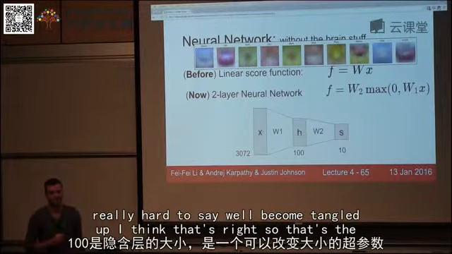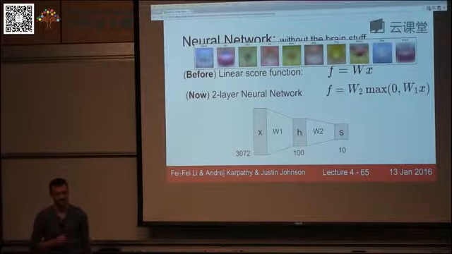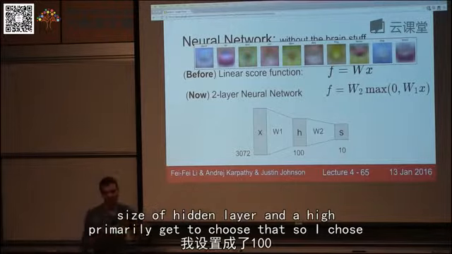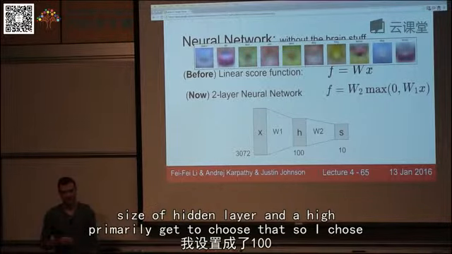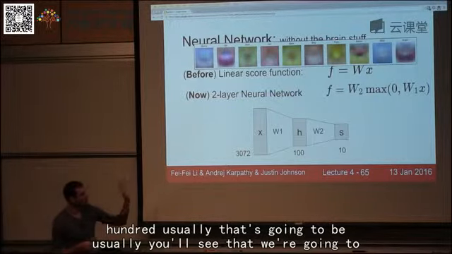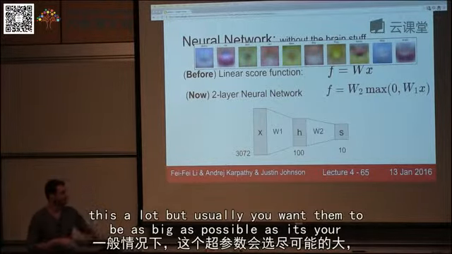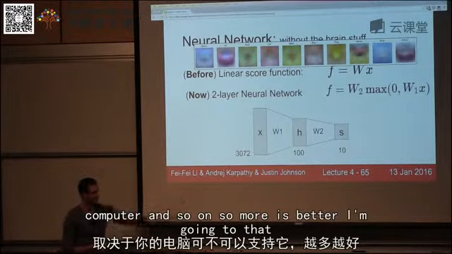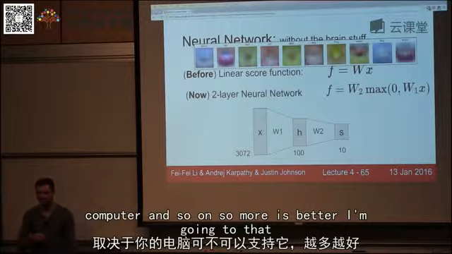Go ahead. So the number 100 for H was chosen arbitrarily? That's right. So that's the size of a hidden layer, and that's a hyperparameter. We get to choose that. So I chose 100. Usually, you'll see that with neural networks, we'll go into this a lot, but usually you want them to be as big as possible as fits in your computer and so on. So more is better, but we'll go into that.